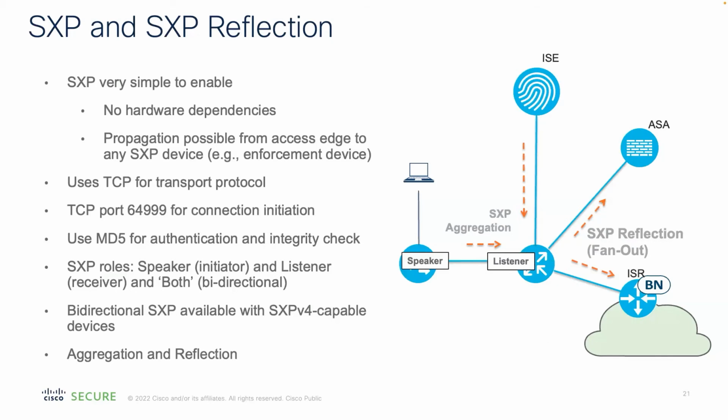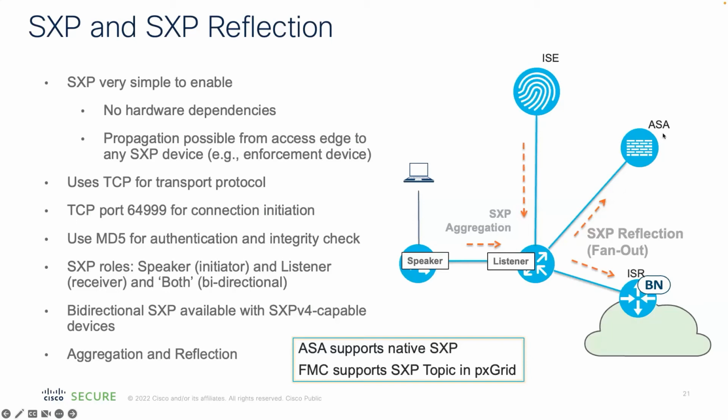So this is what we call reflection. We're receiving SXP mappings in, and we're fanning them out and sending them out. This is a typical use case if you've got a very large network, maybe you've got mappings on ISE, you can send them down to a reflector and then send them out to a number of different devices because you need a lot of SXP connections. That's one example why you may need a reflector. So this is aggregation and also reflection.